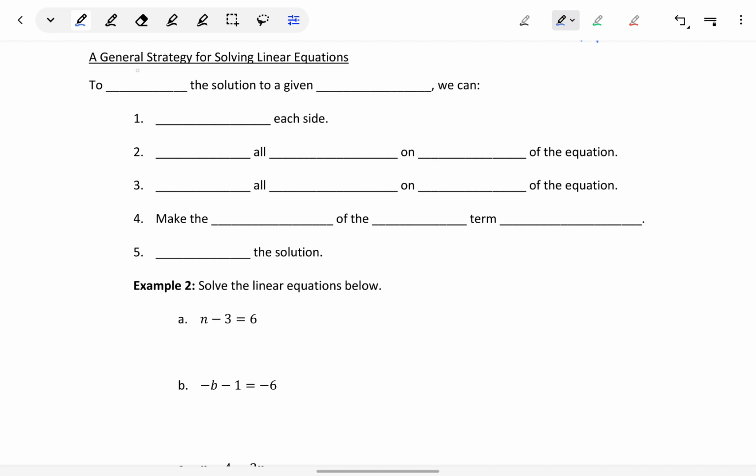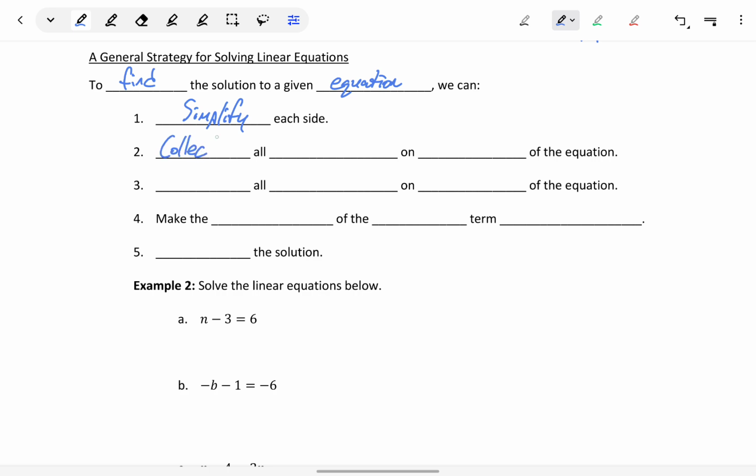And to do that, we're going to set up a general strategy to find the solution to a given equation. We can follow the steps in this strategy below. Our first step is to simplify each side. So before we worry about the fact that we have an equation and expressions on each side, we just deal with the left-hand side and the right-hand side separately, combine any like terms, use the distributive property, other arithmetic techniques that we have to simplify as much as possible.